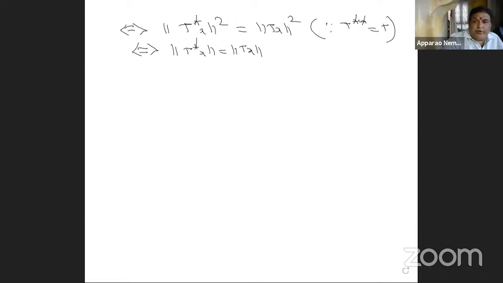So 5.6.3, unitary operator. The definition we'll discuss.